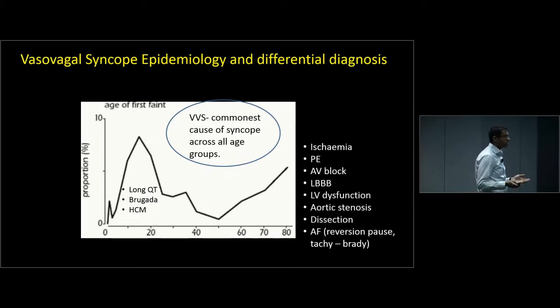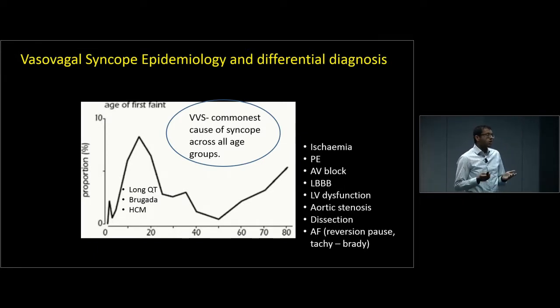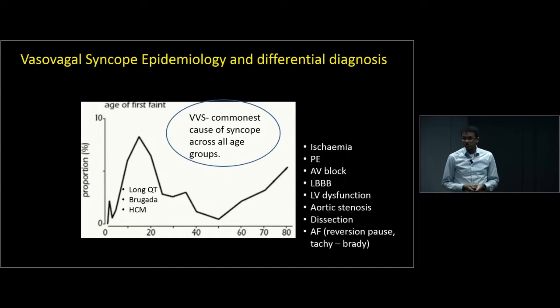So there's a range of diagnoses that one might think about. In the younger patient, we worry about whether we're missing more sinister pathology like long QT syndrome or Brugada or something that might cause sudden cardiac death. And in older patients, it becomes an issue of whether we're missing or should be looking for significant cardiac pathology, whether it's arrhythmias, ischemia, pulmonary embolism, whatever it might be, depending on the clinical scenario.